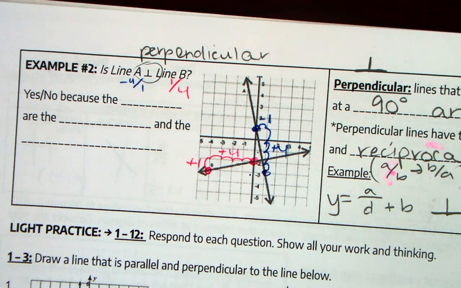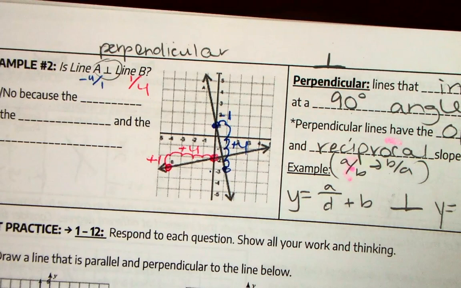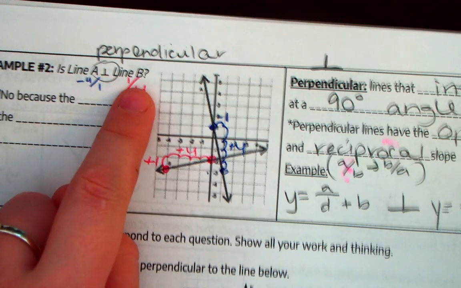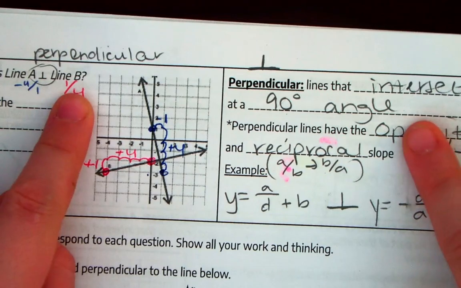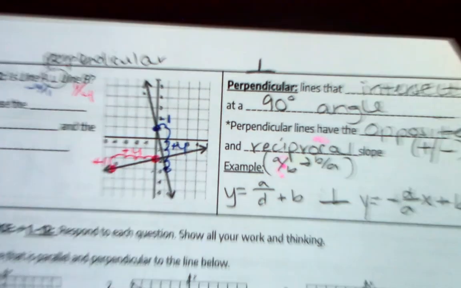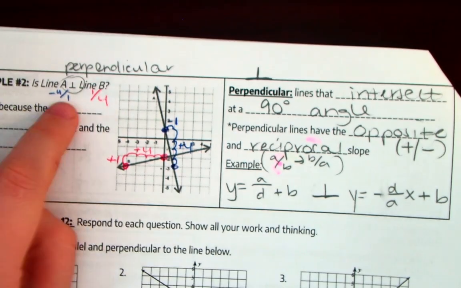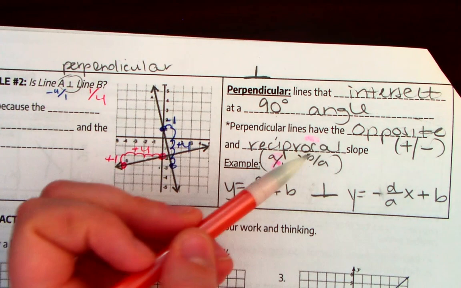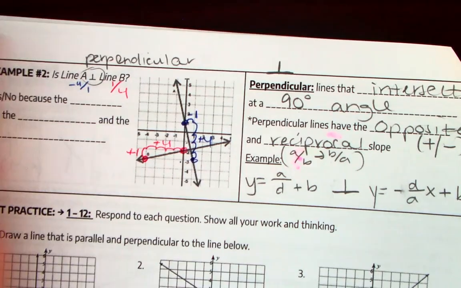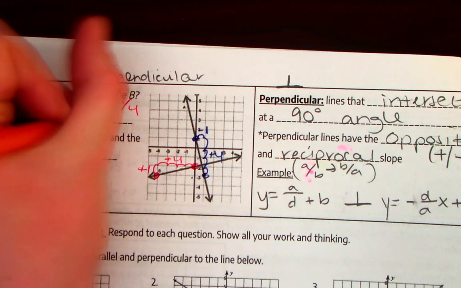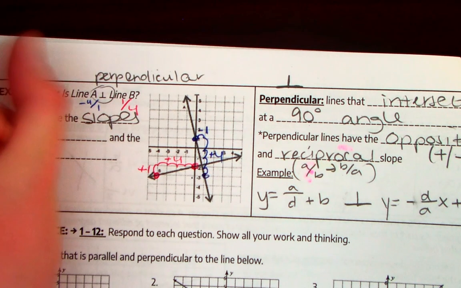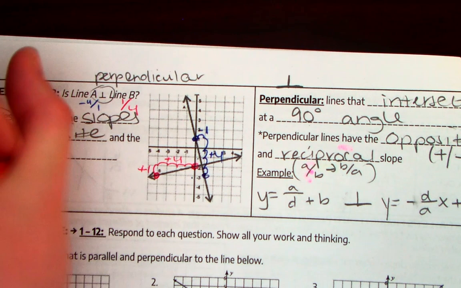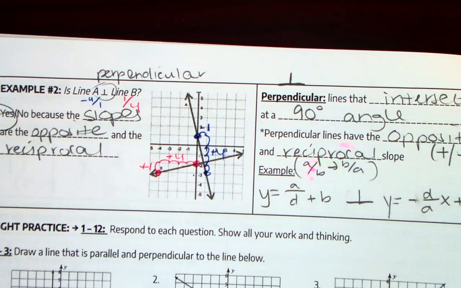So now I'm wondering if they're perpendicular. It's almost like checkboxes. Are they opposite, negative and positive? Yes, they are. And are they reciprocal? Well, 4 over 1 is 1 over 4. Yup. So it meets both of these criteria. So the answer is yes, because the slopes are opposite and reciprocal. Cool. Okay.